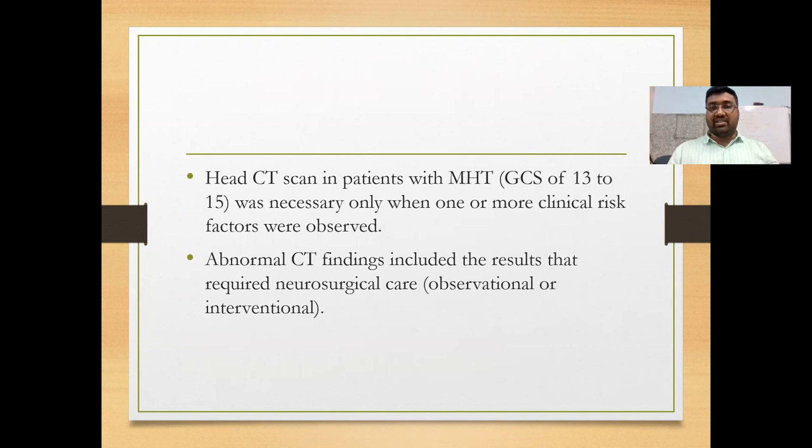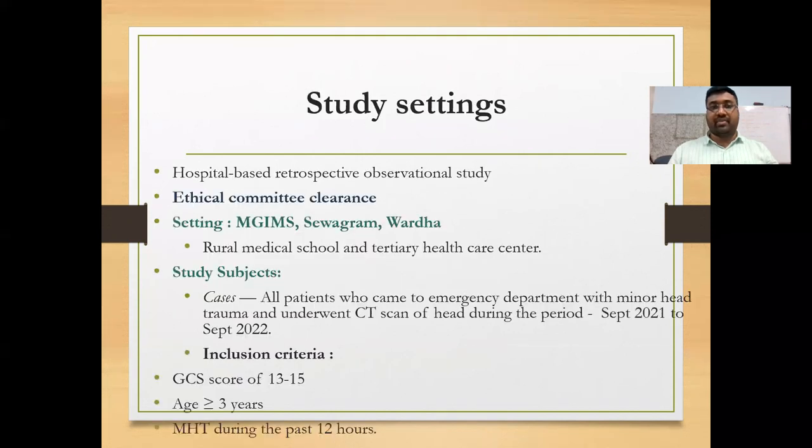Head CT scan in patients with minor head trauma, that is GCS of 13 to 15, was necessary only when one or more clinical risk factors were observed. Abnormal CT findings include the result that required neurosurgical care. It can be observational or interventional.